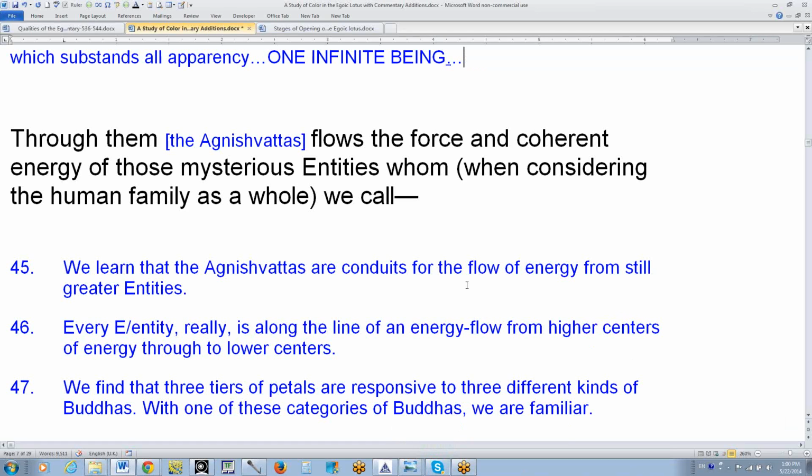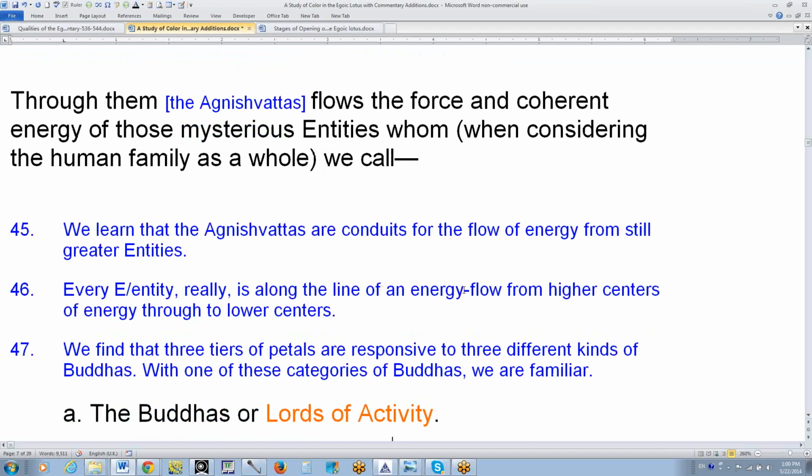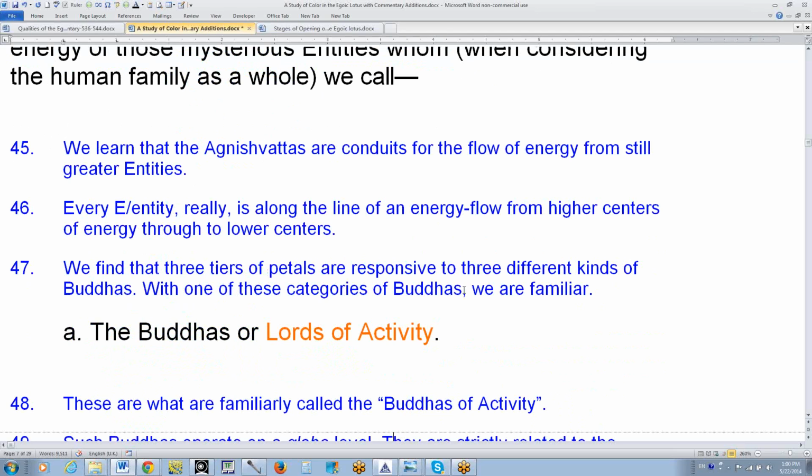I mean, every entity is a conduit. Even the universal Logos, the one and only Logos, is a conduit for what we call the one infinite being. So we learn that the Agnishvattas are conduits for the flow of energy from still greater entities. Every entity really is along the line of an energy flow from higher centers of energy through to lower centers. That makes sense. And we find that 3 tiers of petals are responsive to different kinds of Buddhas. With one of these categories of Buddhas, we are familiar.